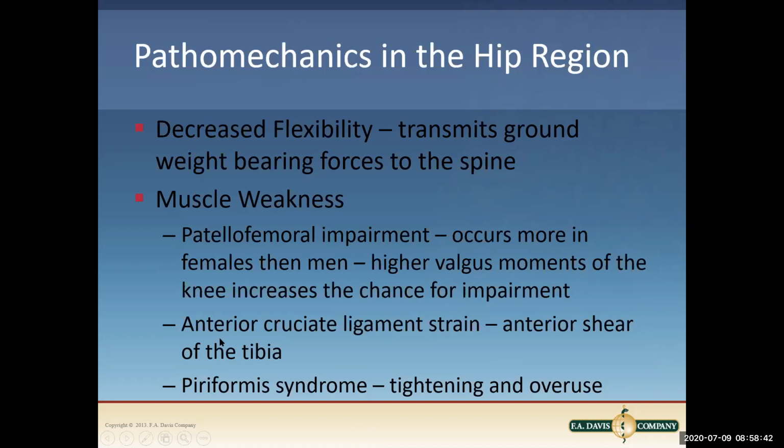If you have an anterior cruciate ligament strain, where that anterior tibia has been sheared or forced forward, let's think about it. So I've got my normal femur and my normal tibia sitting on top of each other. Now I've got it kind of sitting like this. That pelvis is going to rock kind of like this as well. So even something like tearing the ACL can cause problems with the pelvis.